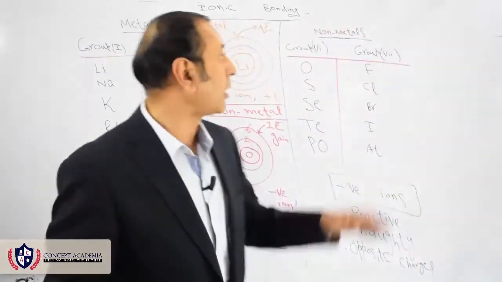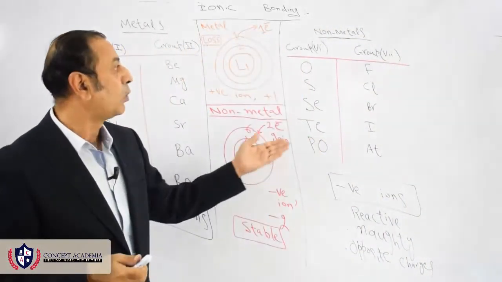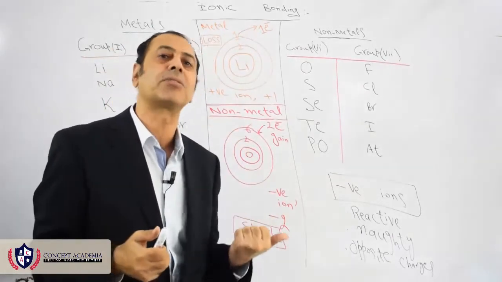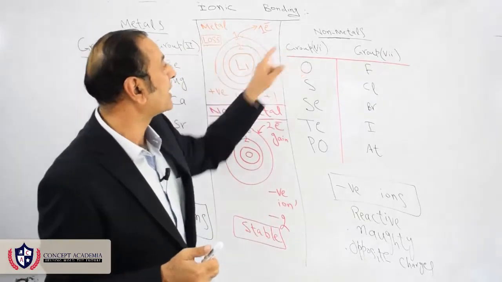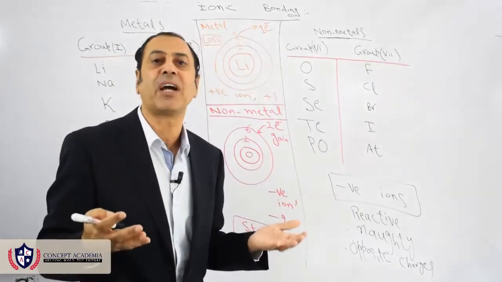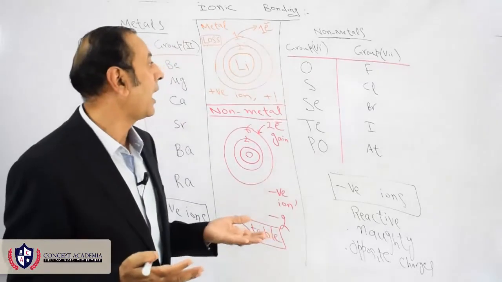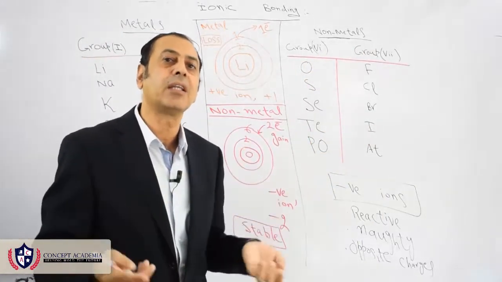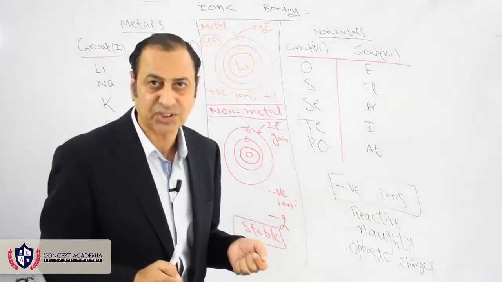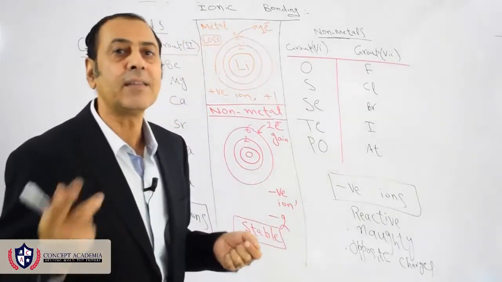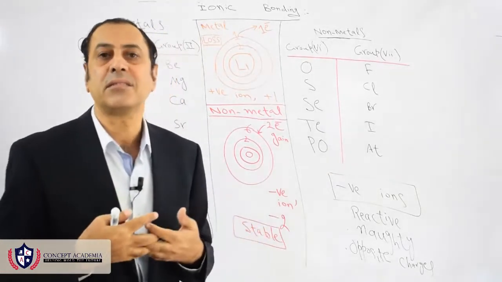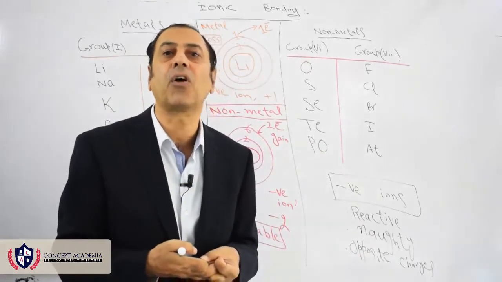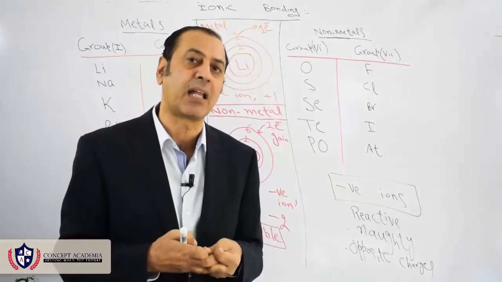Non-metals are the elements which can easily gain electrons. Non-metals are very ambitious to gain electrons. Group 6 elements have 6 electrons in their last shell, and group 7 elements can gain 1 electron in the last shell. In this way, they can get the noble gas last shell electronic configuration, and they make themselves stable.